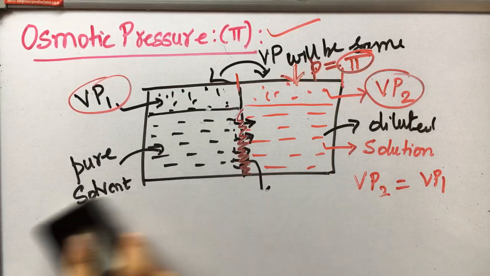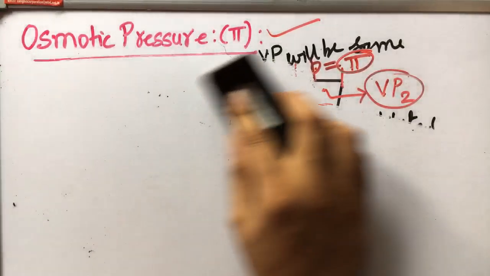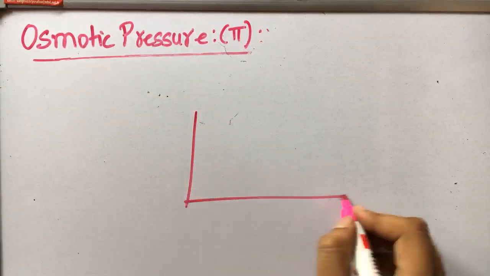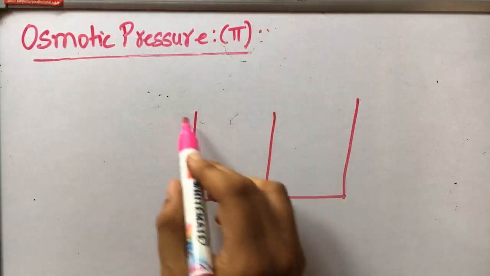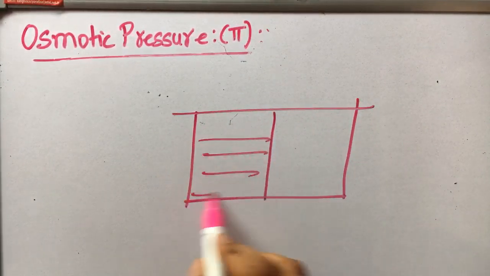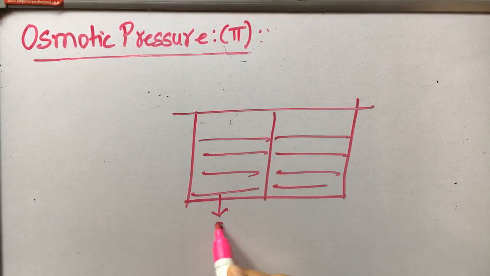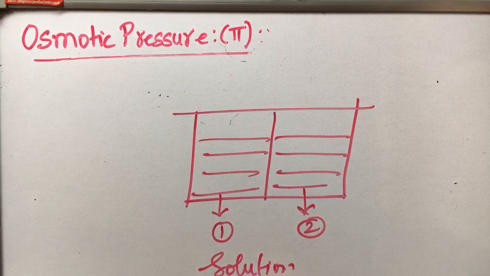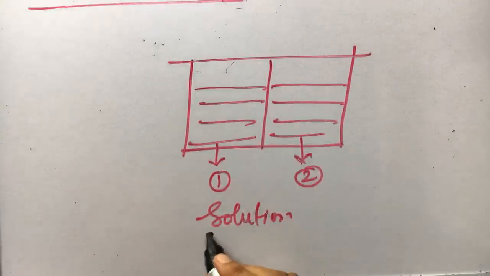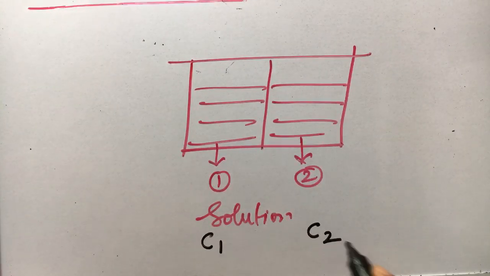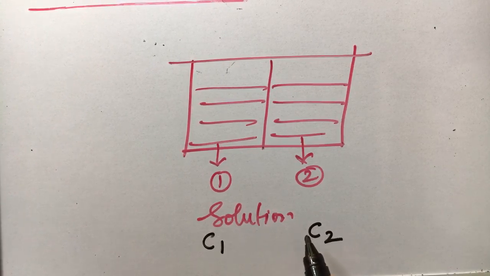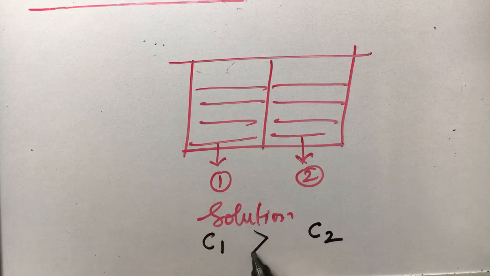Now, instead of this, if I take two solutions, let me say that you have a beaker which is divided into two compartments. Let me say this is solution 1, this is solution 2. Both are solutions, solution 1 and solution 2. Now, let me say that on this side the concentration of the solution is C1, and on the other compartment the concentration of the solution is C2. Now, for studying a different case, let me say that C1 is greater than C2.